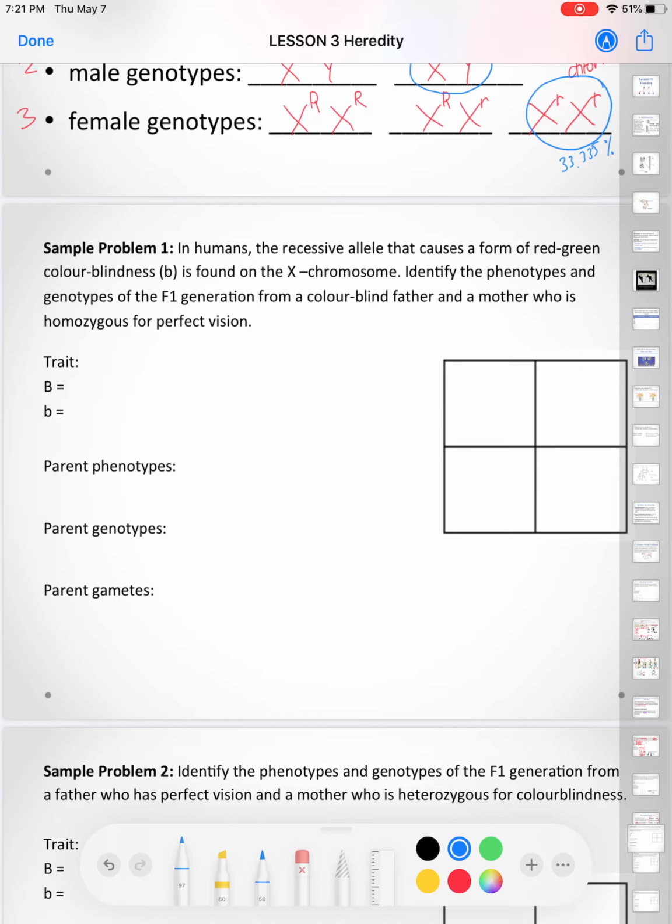Okay, so in humans, the recessive allele that causes a form of red-green color blindness is found on the X chromosome. So right away, that tells us it's a sex-linked trait, and specifically, it's an X-linked trait, okay? Not the Y. And it also tells us that color blindness comes from a recessive allele. So I'm going to go ahead and put that this b, representing color blindness, is going to be the recessive version. And the capital dominant B is normal vision.